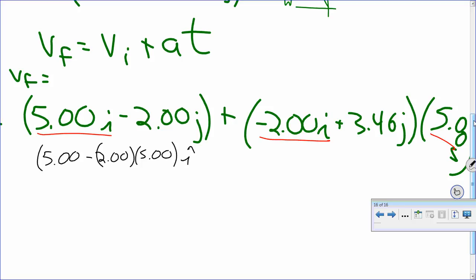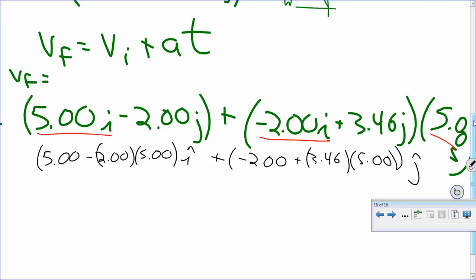I don't know that you have to write this step out, but I'm just showing you what I'm doing. And then repeat the process for your J. So plus negative 2.00 is my starting y velocity, plus 3.46 times 5.00 J. Follow or no? Kurt, you good? Everybody good? Yeah. Okay, cool. So let's simplify it.